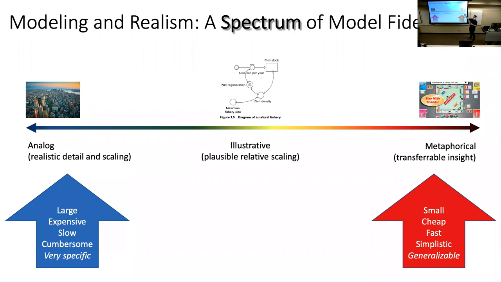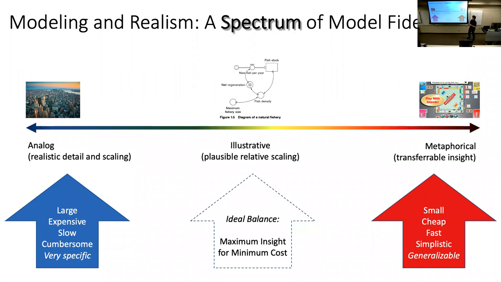Now in this class, we like to focus on the ideal balance here. And so as I'll talk about here, we'll kind of be more around here where we want our models to have enough detail that they don't look like a Monopoly game. Because it's just not very compelling to say, you should invest your $10 million in real estate because of the strategy I use to beat my friend at Monopoly. So you need to incorporate some details in order to show that you're grounded in something that's closer to the real system. But you have to ask yourself, how many details do I need? And what can I leave out?